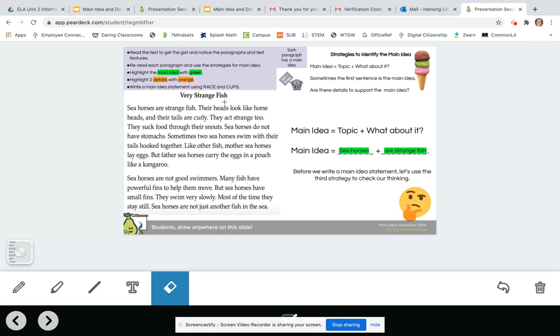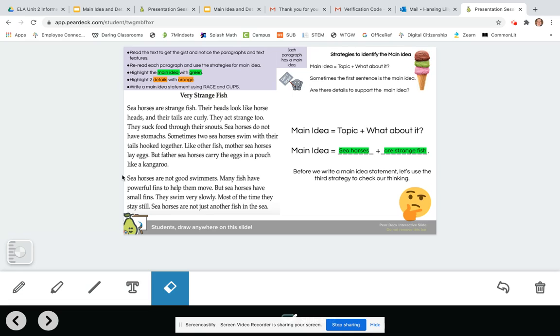Very strange fish. Seahorses are strange fish. Their heads look like horse heads, and their tails are curly. They act strange too. They suck food through their snouts. Seahorses do not have stomachs. Sometimes 2 seahorses swim with their tails hooked together. Like other fish, mother seahorses lay eggs, but father seahorses carry the eggs in a pouch like a kangaroo.